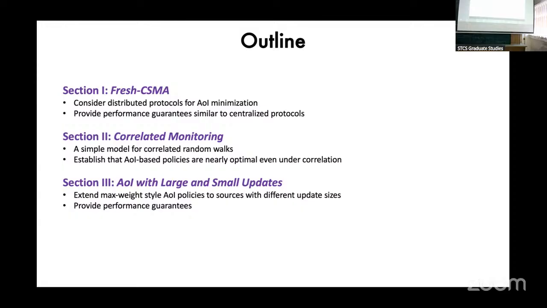And the third one will be where you have diversity in source update sizes. Some sources send very large updates, like camera or LiDAR sensors. Some sources send very small updates. How do you design a policy that accounts for these differences? So these are the 3 main topics that we will cover.